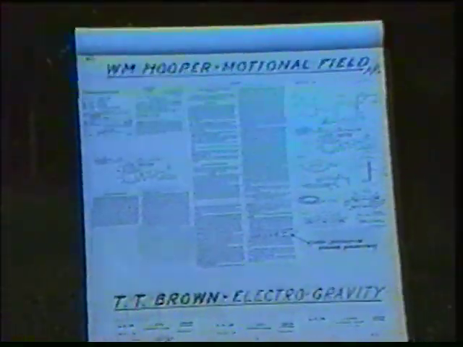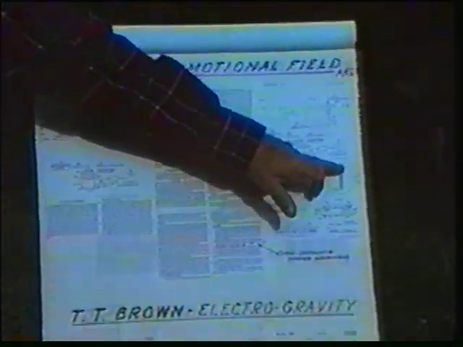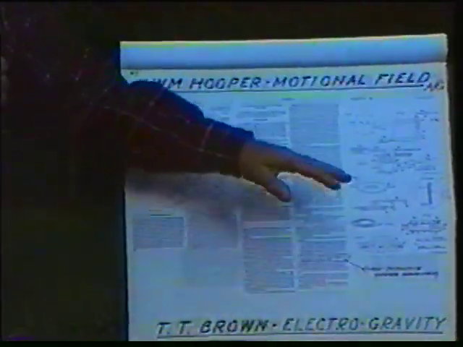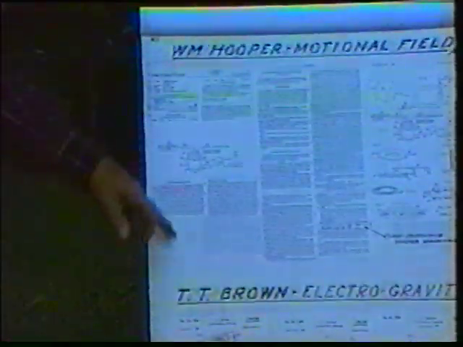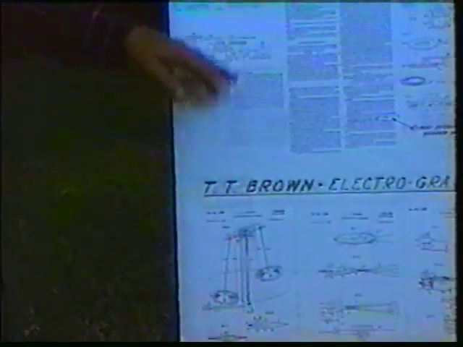Moving parts there? None. No, it's all solid state. It's all just the coil, right? And what this does, when you cancel your magnetic flux, all you've got left is an electrical field. So these are electrogravitic devices, both Hooper and Brown.